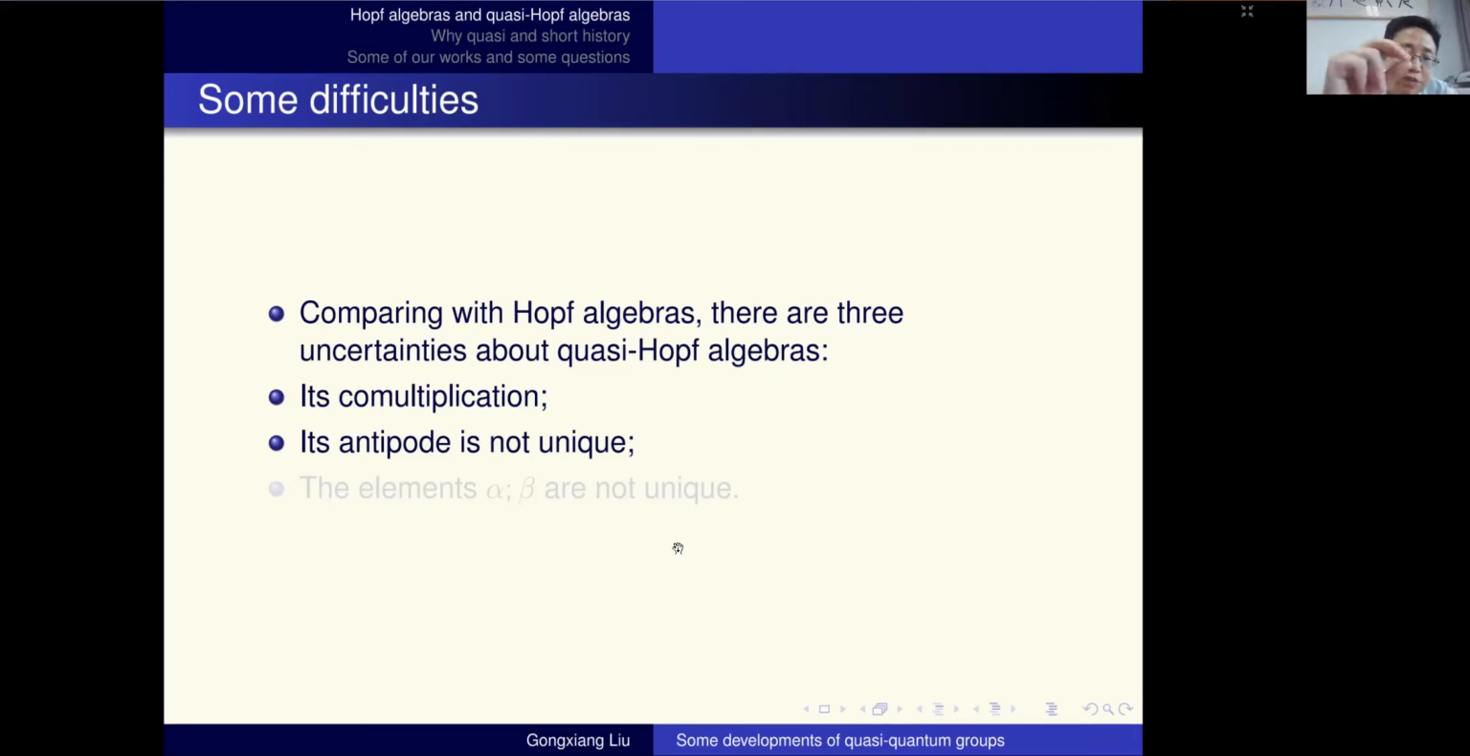Of course, even if you fix the co-multiplication and you fix the antipode, the elements alpha and beta are also not unique. Alpha and beta also can be changed. Even today, we still don't know whether alpha and beta are invertible or not. Alpha and beta are elements in H. All known examples showed us they are invertible elements. But is it always true? We don't know. So I have to say, we know very little about quasi-Hopf algebra. Such questions are very fundamental for me, but we don't know the answer. Maybe we are very stupid.